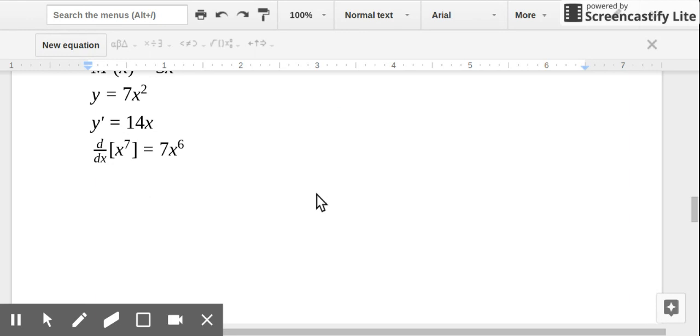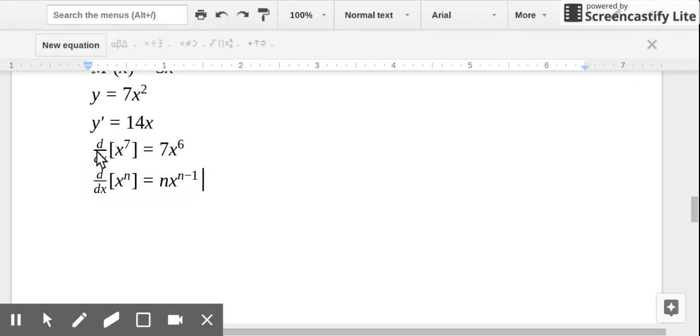So more generally, you know what, I think I'll just copy this. We have the derivative of x raised to the n power is equal to, so we take the n, bring it out front, rewrite the x, and raise that to the n minus 1.